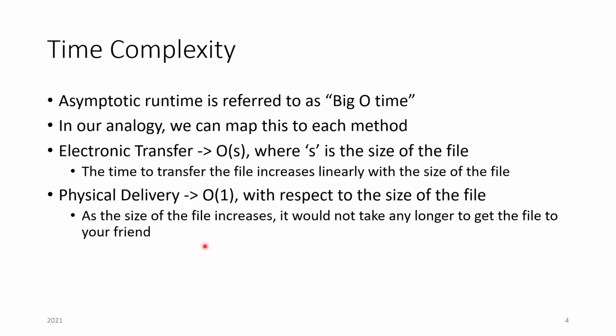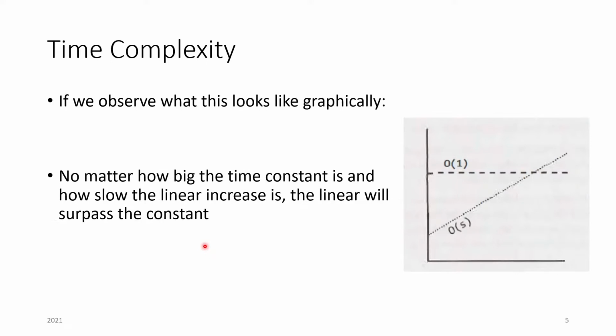It's just going to be the same time no matter what. Now, if we graph this, O of 1 here being a constant is going to be a horizontal line, because it's going to take the same time no matter what for your file transfer. And O of S here is going to be linear with a constant gradient. And one thing to note here is that no matter what this gradient is going to be for O of S, at some point it's always going to exceed O of 1.